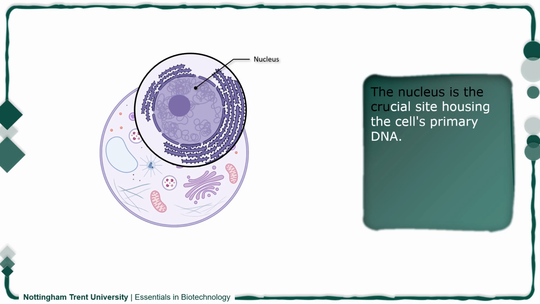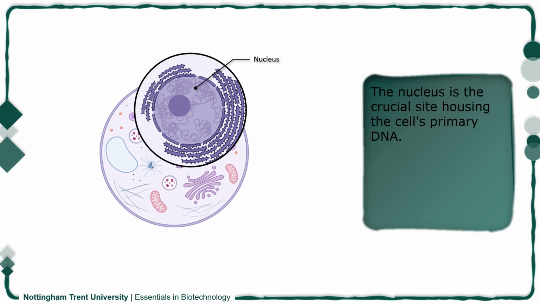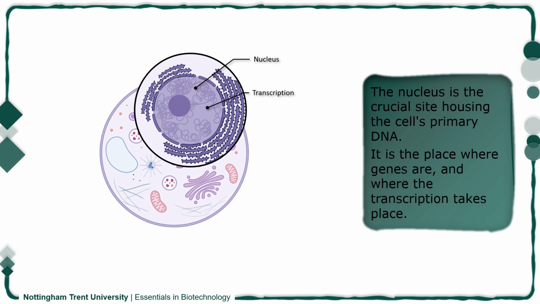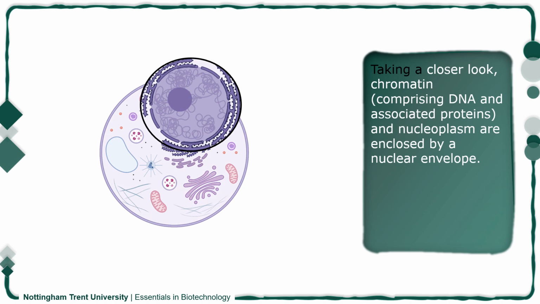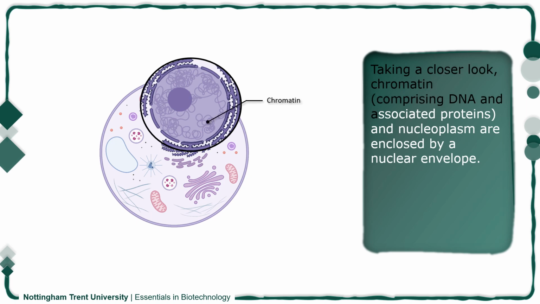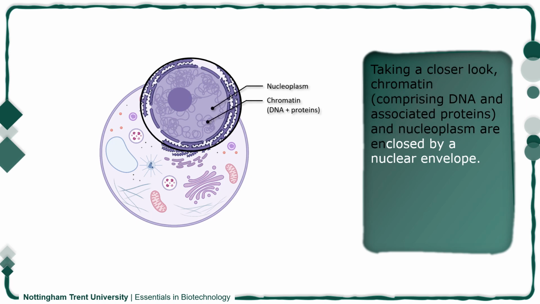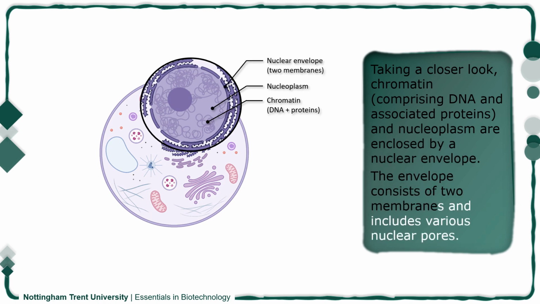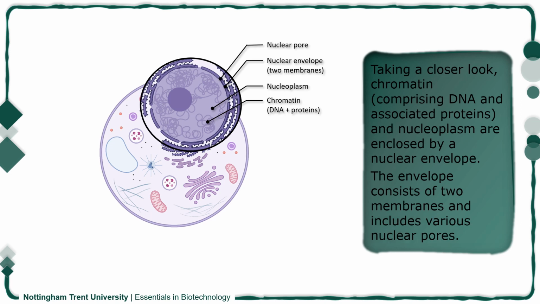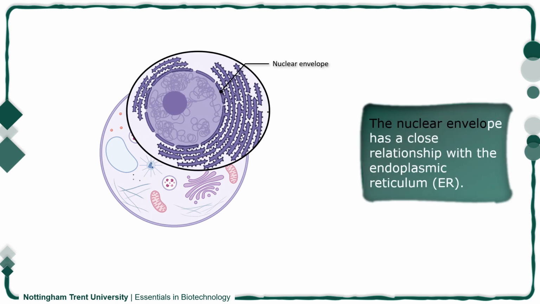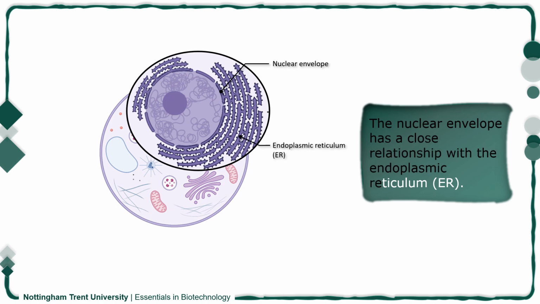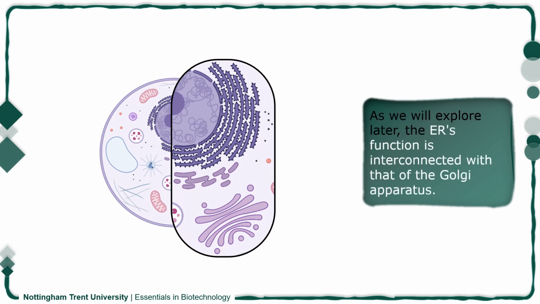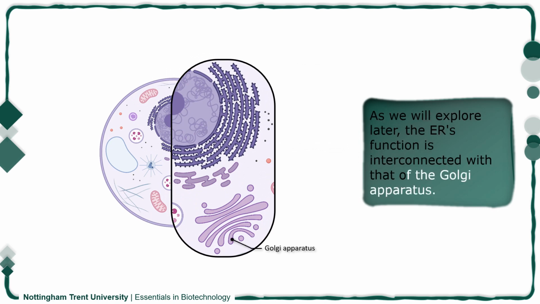The nucleus is the crucial site housing the cell's primary DNA. It is the place where genes are, and where the transcription takes place. Taking a closer look, chromatin, comprising DNA and associated proteins, and nucleoplasm are enclosed by a nuclear envelope. The envelope consists of two membranes and includes various nuclear pores. The nuclear envelope has a close relationship with the endoplasmic reticulum, ER. As we will explore later, the ER's function is interconnected with that of the Golgi apparatus.